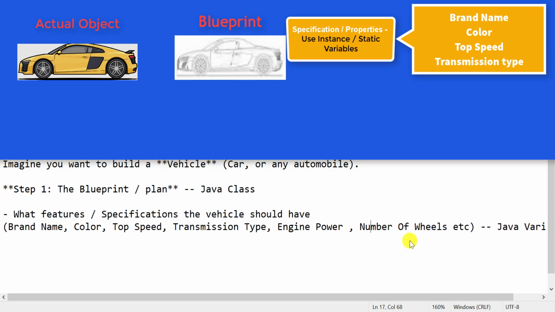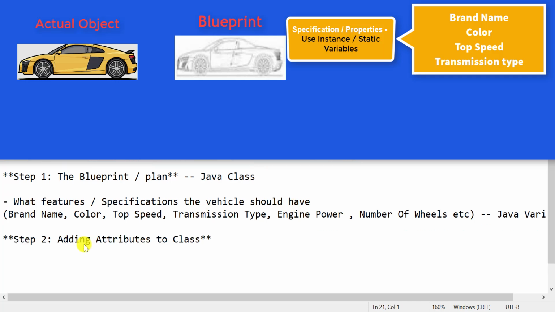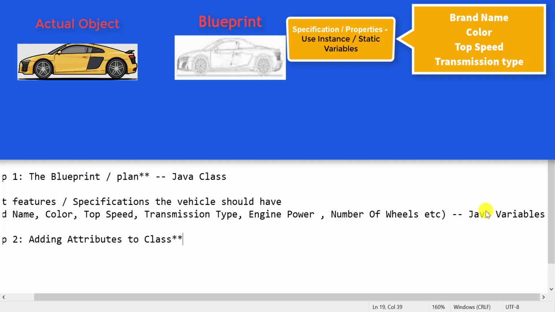So this is about the plan or blueprint we create before we start implementing our car. Our second step will be adding attributes to the class. These attributes are nothing but the properties or specifications for our car class. This will be done by adding the different types of Java variables.